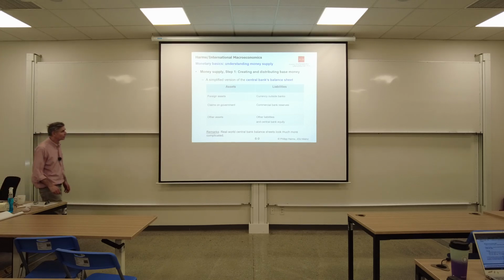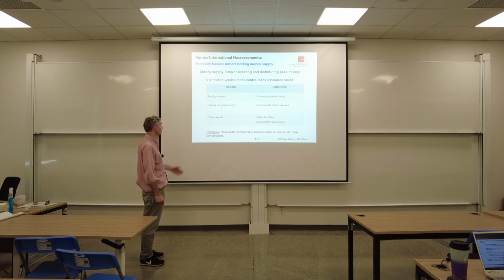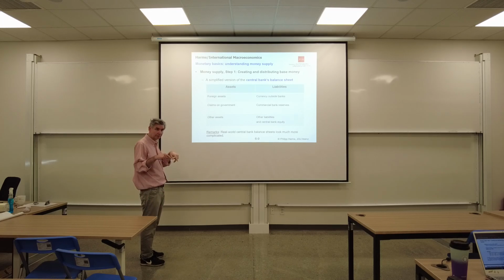So when we talk about the central bank's role, then we better start with the central bank's balance sheet. And the central bank's balance sheet, in a very stylized way, is we have assets and liabilities. On the asset side, we have foreign assets of the central bank, the so-called foreign exchange reserves. We have claims on governments, and we have other assets.